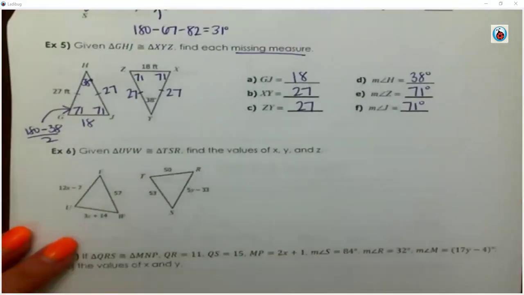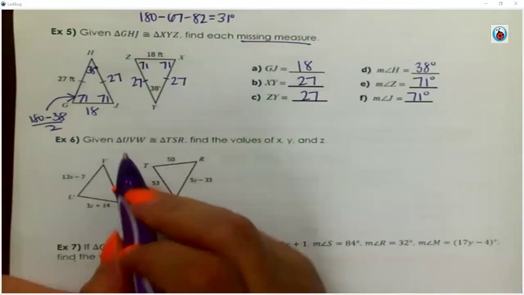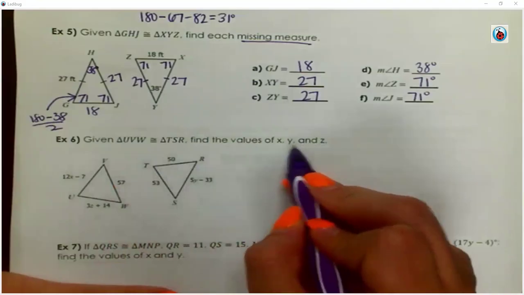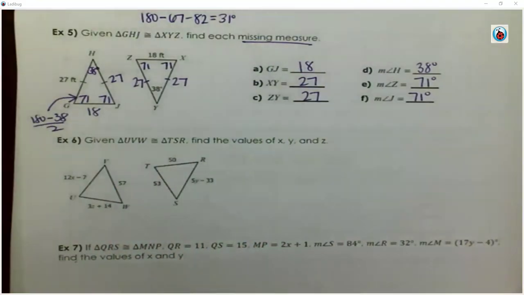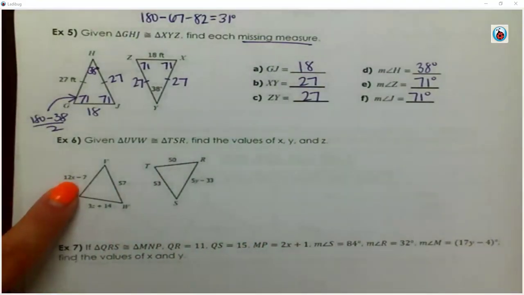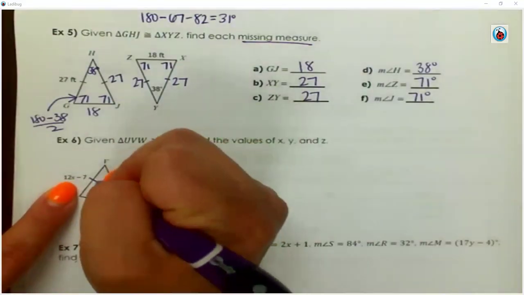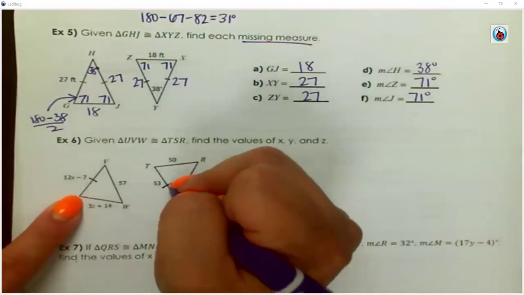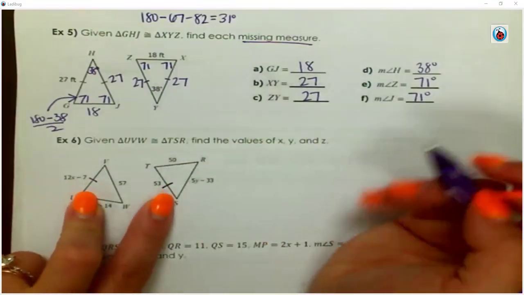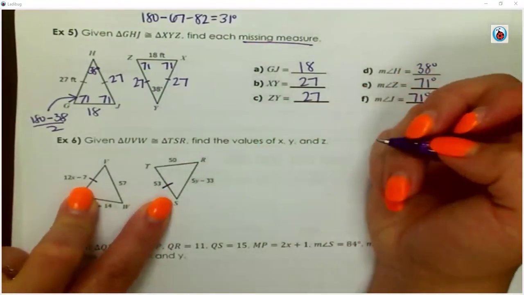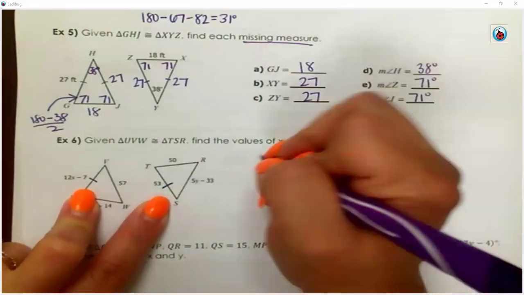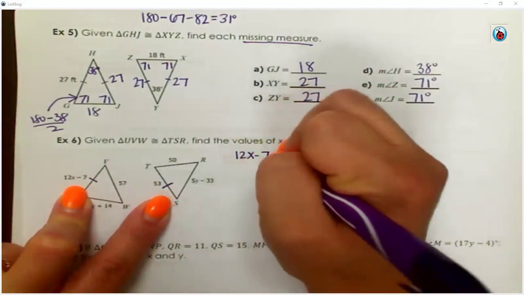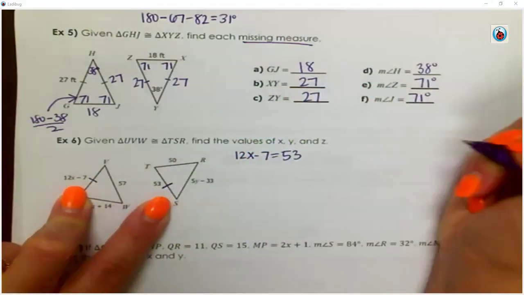All right. Example 6, we are given triangle UVW is congruent to triangle TSR. Find the values of X, Y, and Z. So first of all, X is right here where it says 12X minus 7. I know that UV has to be congruent to TS, so those two correspond together. To solve for X, you're going to set each of these equal to each other. So I have 12X minus 7 equals 53.